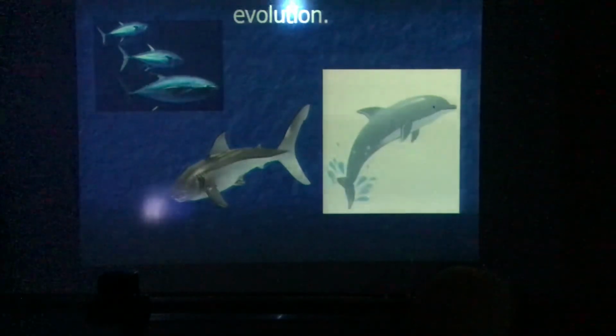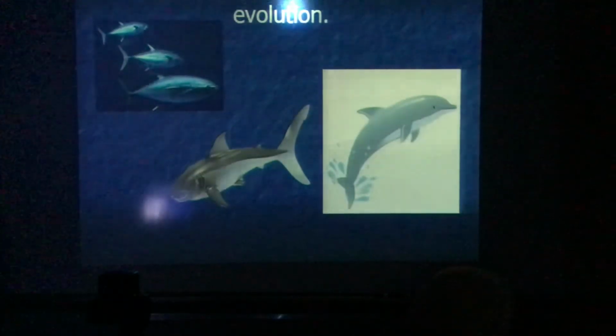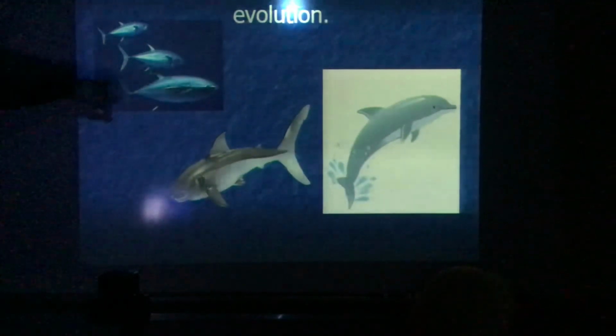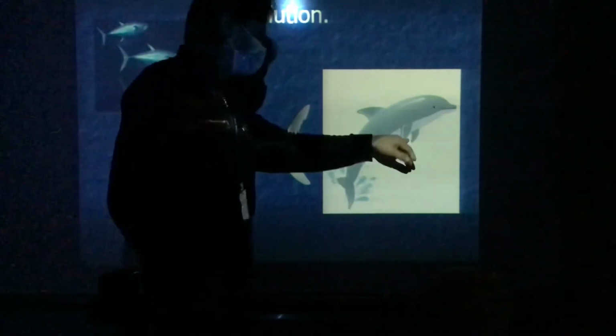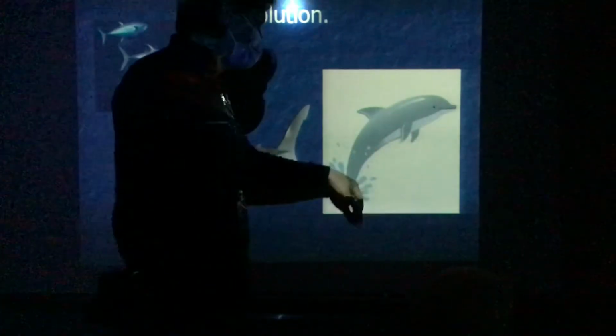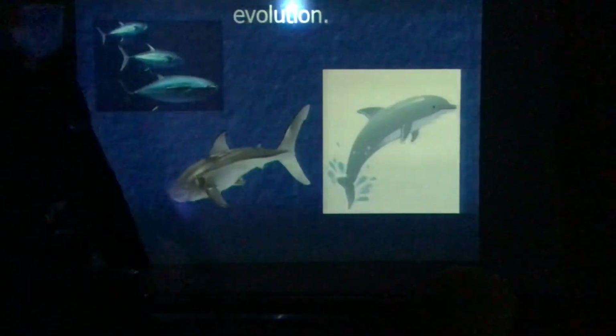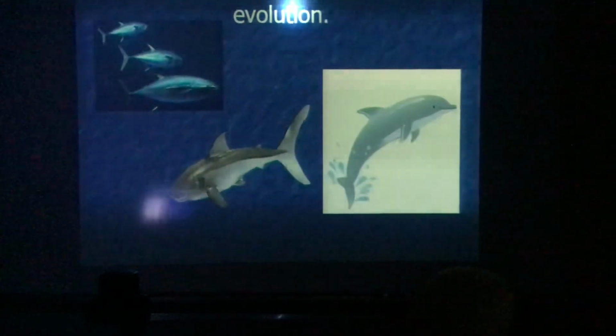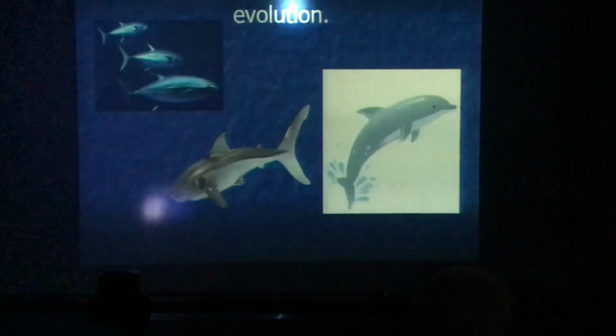Everybody probably just wants to call them fish, but they're not. That's a shark, that's a fish, that's a marine mammal. But you see they've got fins: the streamlined dorsal fins, pectoral fins, caudal fins, and so on. So that's what it means by convergent. Because they live in the same environment, they have similar structures that look similar.